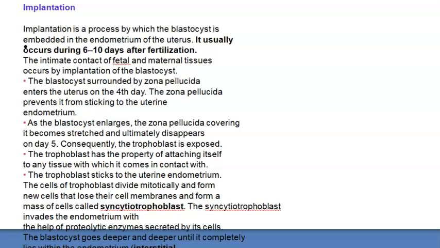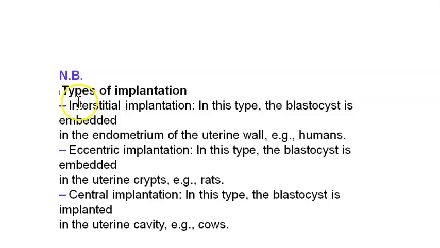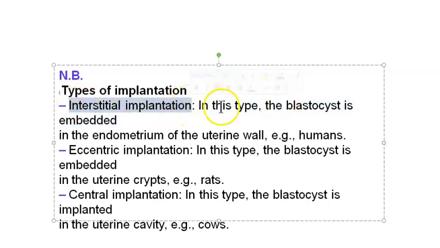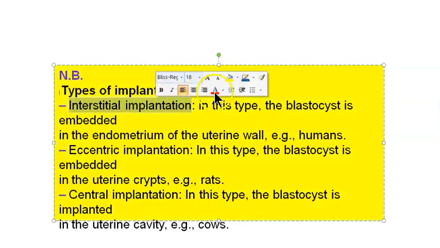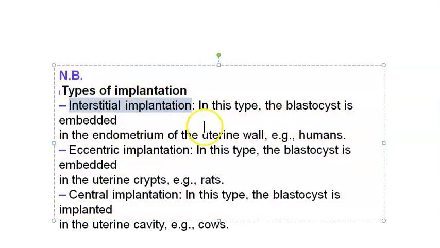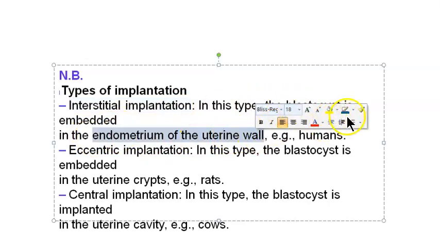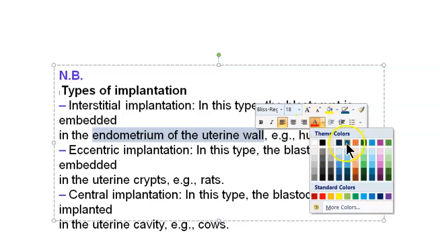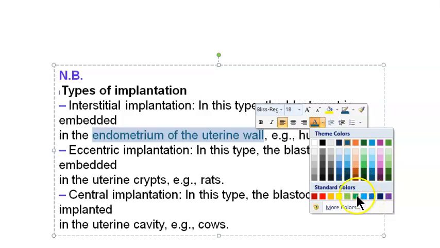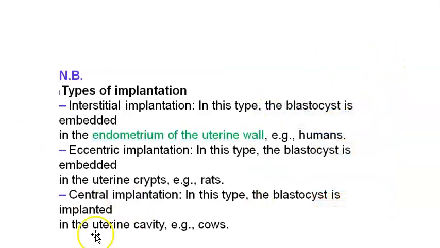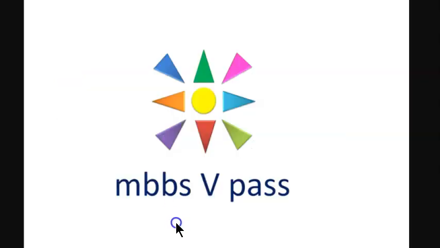So where will it implant? Ours is something called interstitial implantation in all humans. The blastocyst will embed in the endometrium of the uterine wall. So this is what happens in humans. In others, something else happens; we're not going into that. But that's not what I'm looking for. I'm looking for where exactly in the uterus it should implant.